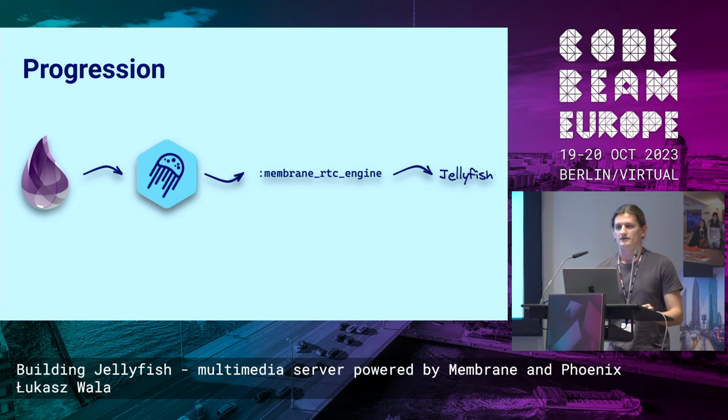But obviously, as a library, it has its own limitations. You have to use it with Elixir, which is unfortunately not everybody's choice. And you have to implement some things every time you use the library. For instance, the signaling, which is some metadata exchange between the client and WebRTC server, which is required for WebRTC to work. So we used Phoenix to wrap the Membrane RTC engine and created the Jellyfish, which is a standalone server.